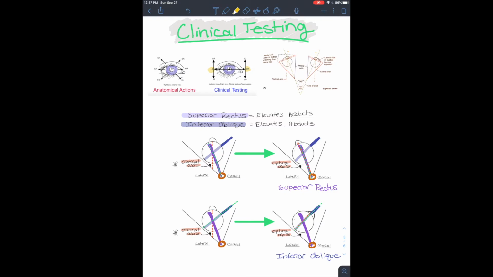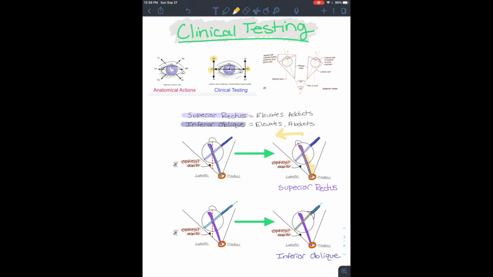It's important to remember that muscles have the same movements, and in order to test them, they must be isolated from one another. For example, the superior rectus and the inferior oblique both elevate the eye. In order to isolate one from the other, the optical axis must be aligned with the direction the muscle is pulling. For the superior rectus, we have the patient look laterally so that the optical axis is in line with the axis of the orbit, which is the direction that the muscle pulls. Once the patient looks laterally, then we have them look superiorly in order to test the superior rectus.